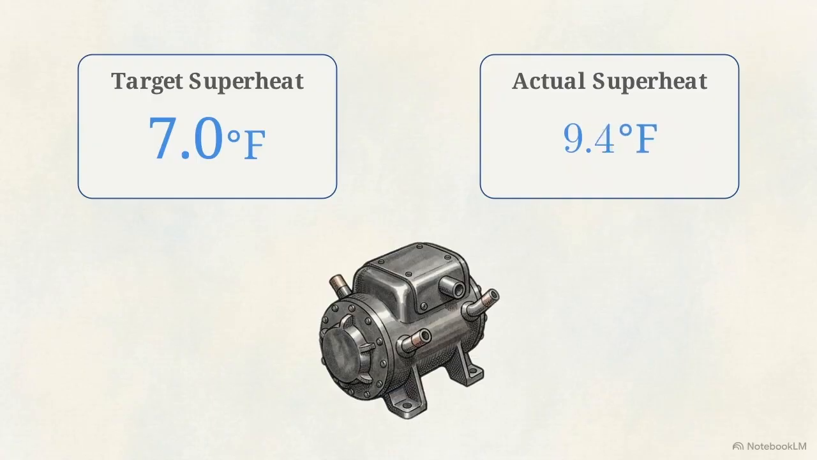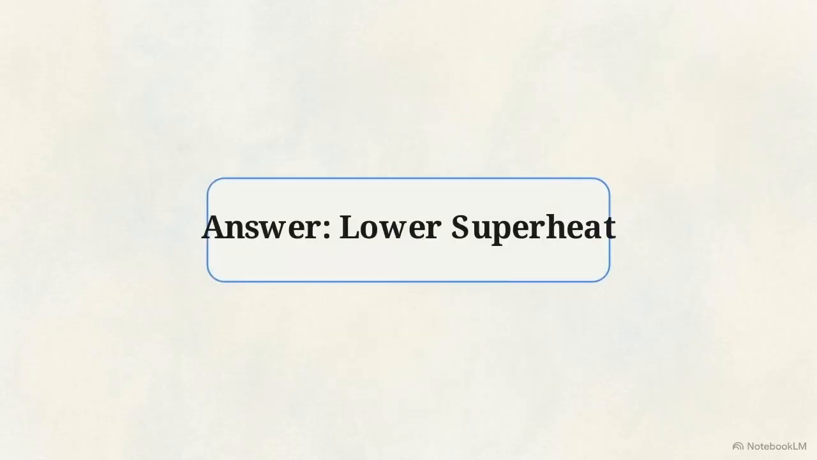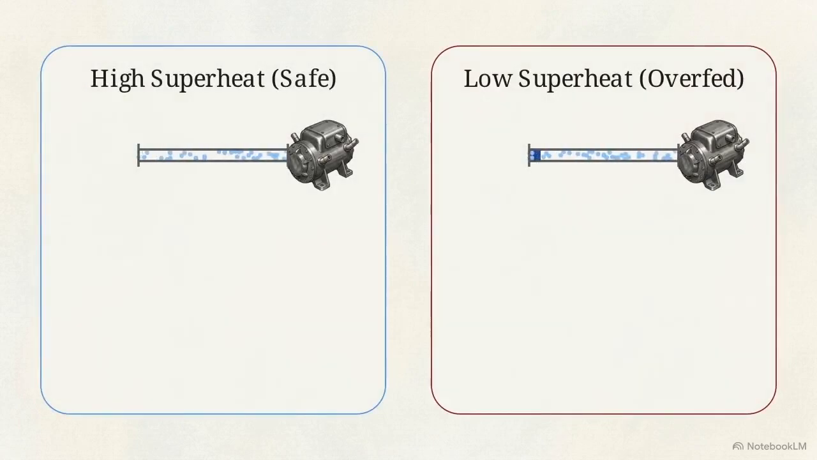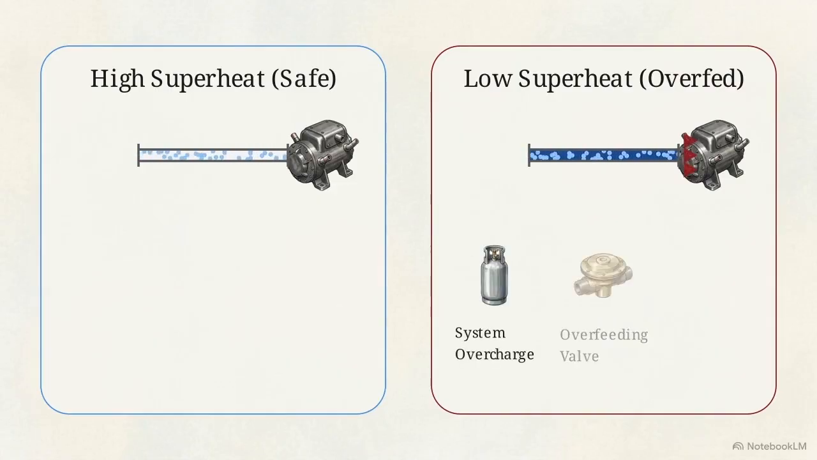Every system has a specific target for this number. If liquid reaches the compressor, would the actual superheat be higher or lower than that target? The answer is lower. A low superheat confirms the evaporator is overfed, meaning liquid escapes before boiling off completely. This condition is typically caused by a system overcharge, an overfeeding expansion valve, or restricted indoor airflow preventing heat absorption.